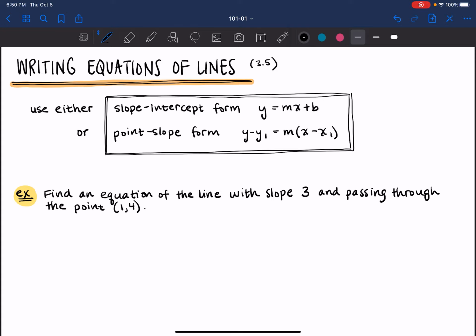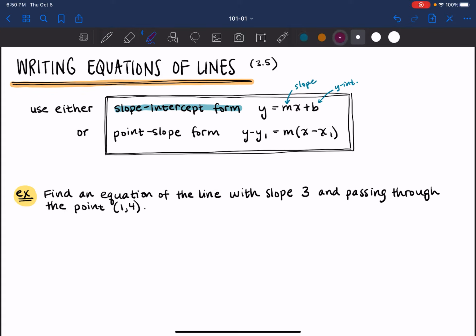So usually we use either what's called the slope-intercept form, which we briefly talked about, y equals mx plus b, right? And I'll just refresh your memory that this m here is the slope, right? And the b here is the y-intercept.